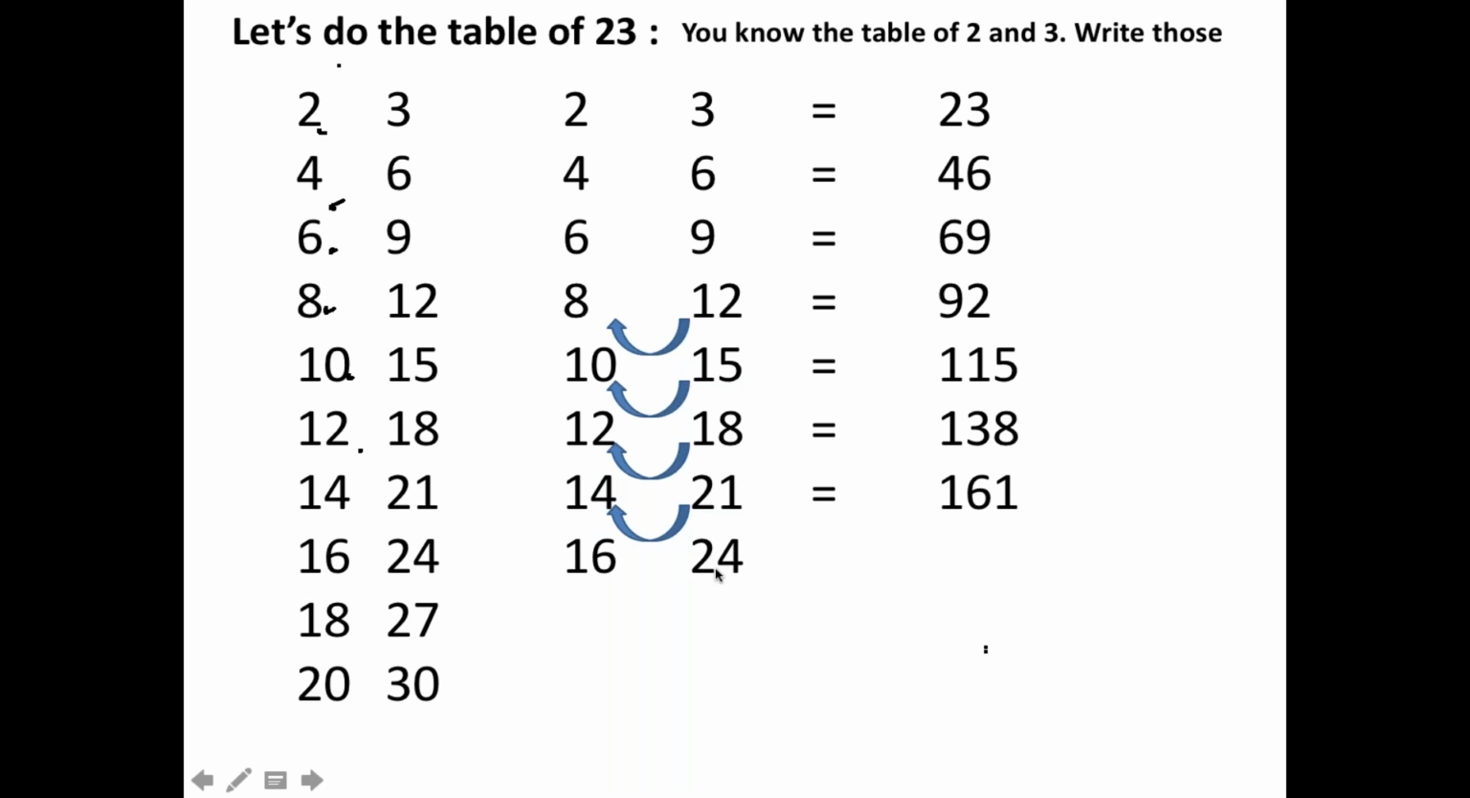Who is asking when will the class start? Just a second.